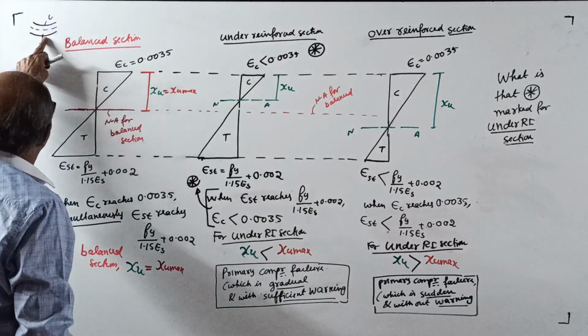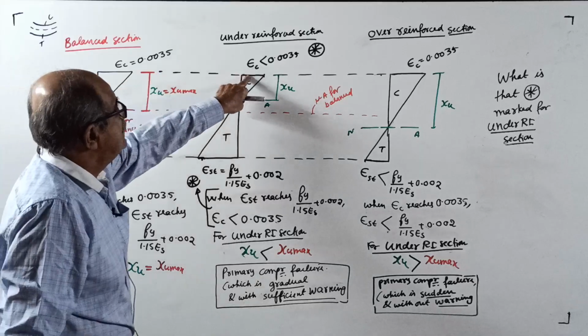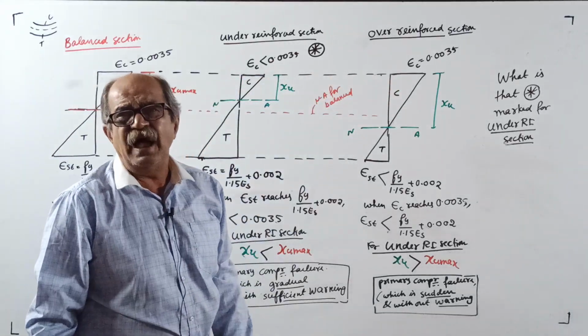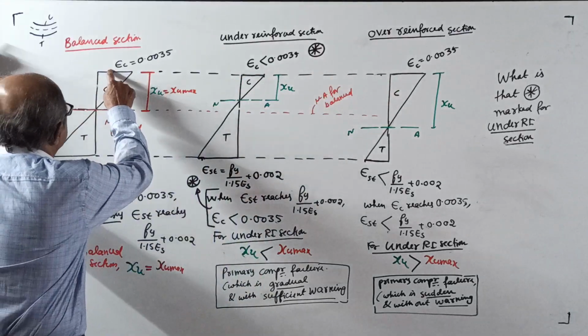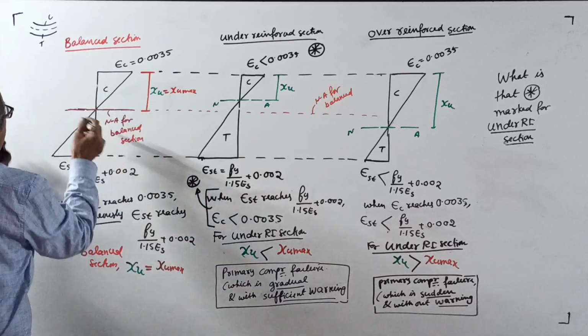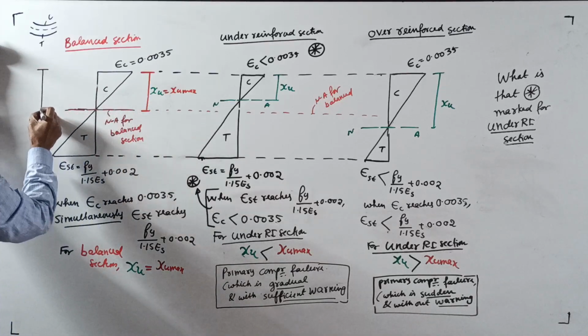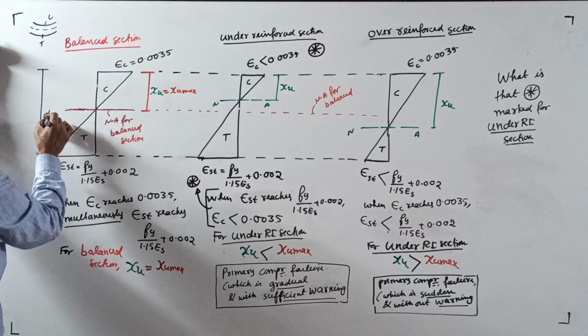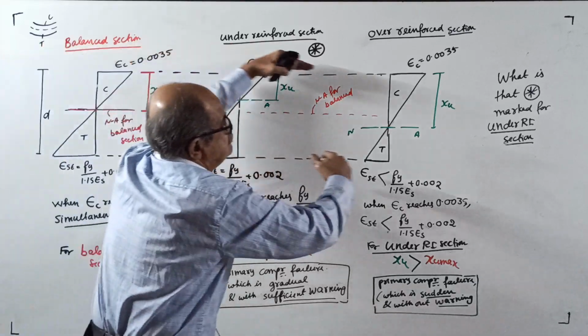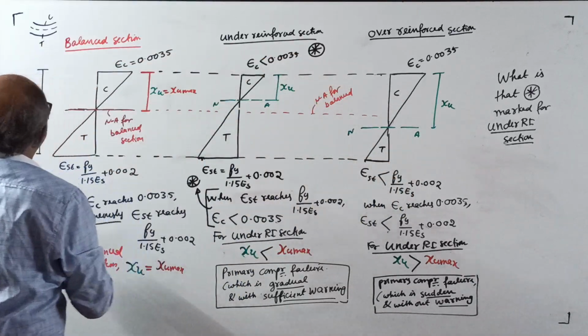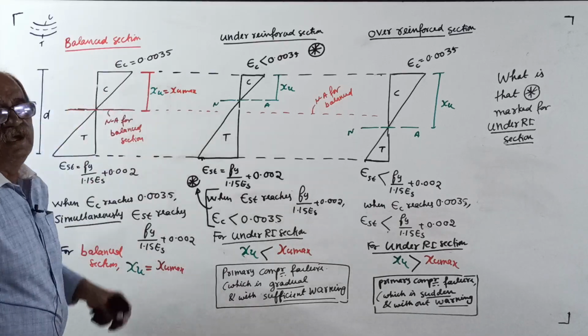So top compression, bottom tension, extreme compression edge. This I am telling always, I won't write it now. This is the extreme compression edge. The full depth is D, remember, everywhere here the full depth is D. There are three diagrams here, all projected here. Now, first come to the balanced section.